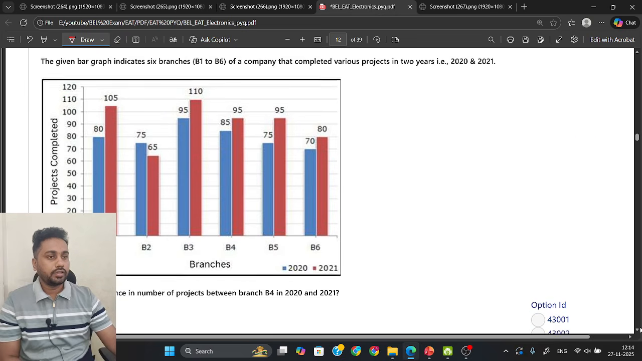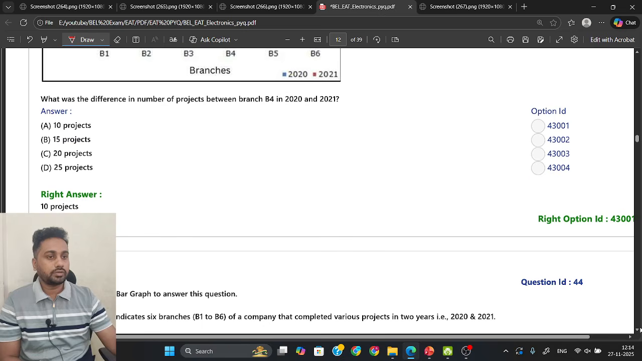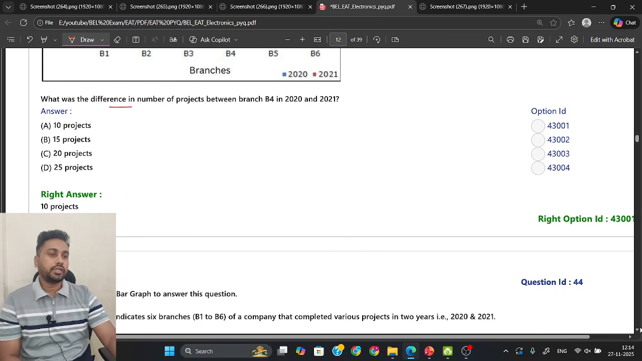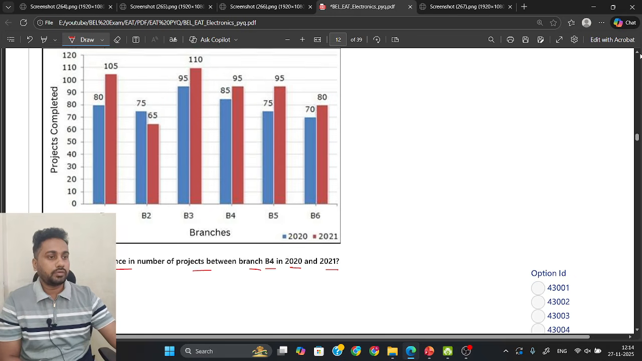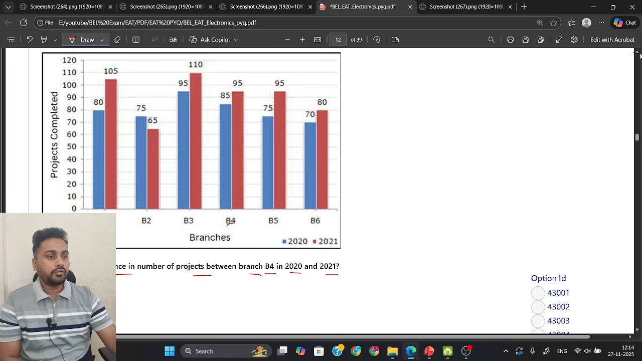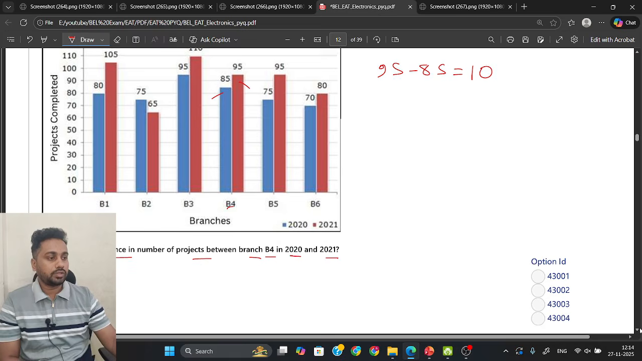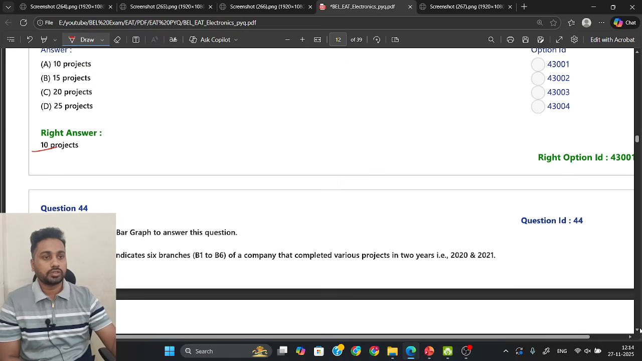Now the next one from the same graph. The question was, what was the difference in number of projects between branch B4 in 2022 and 2021? So in the B4 branch, what is the difference? B4 is here, and for 2020 it is 85, and in 2021 it is 95. So 95 minus 85 is equal to 10. So the difference is 10 only. So 10 projects is the right answer. Option A is your right answer.